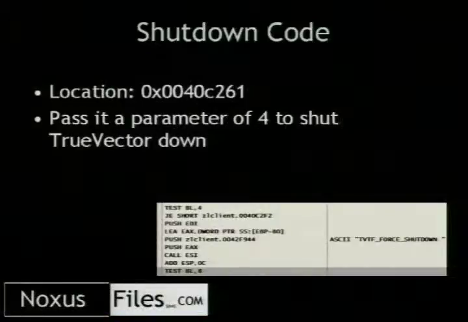So now we have to find a way to shut it off. Now this takes some reverse engineering right here. And basically after a while of grinding through code, you find that there's this little function at this hex location right here. And it seems to be a pretty reliable address, so it doesn't change a whole lot, or at all that I've seen. And the funny part is, you can see TVTF forced shutdown right there. So anyway, if you pass it a value of 4, it will tell True Vector basically to screw off and not do anything. So that's pretty fun.